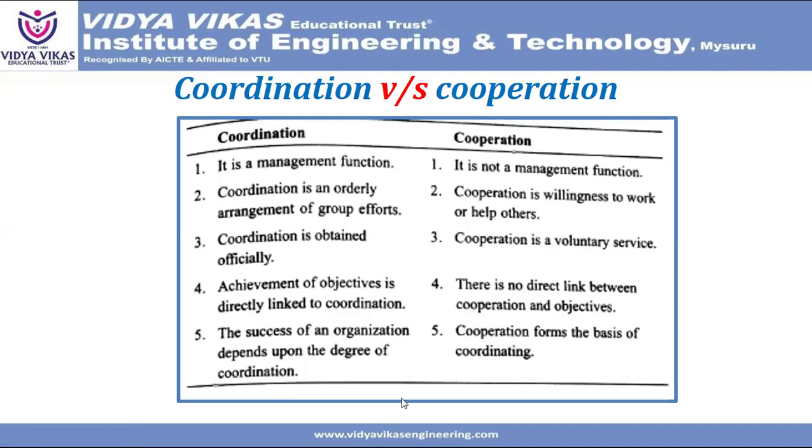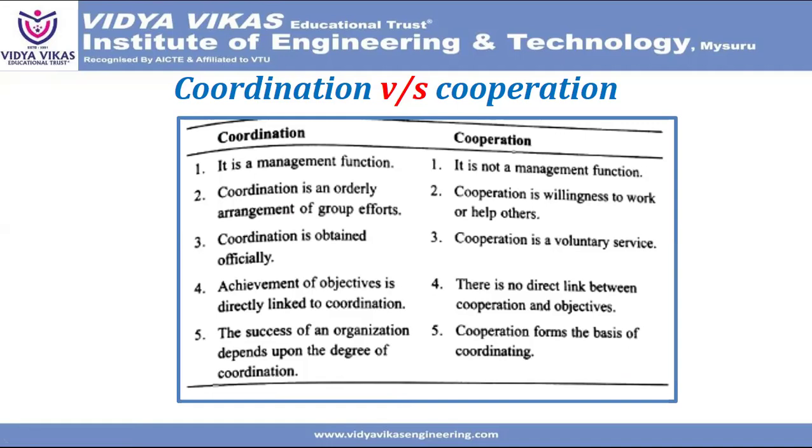Achievement of objectives is directly linked with coordination. There is no direct link between cooperation and objectives. The success of an organization depends on the degree of coordination. Cooperation forms the basis of coordination. This is nothing but the differences between coordination and cooperation. The major difference is that coordination is a complete management term. Cooperation is a service or voluntary term.